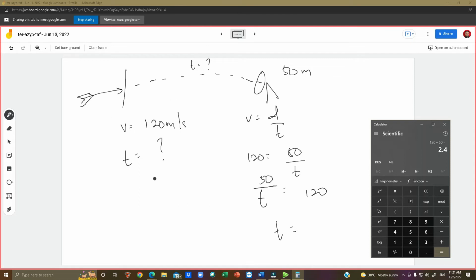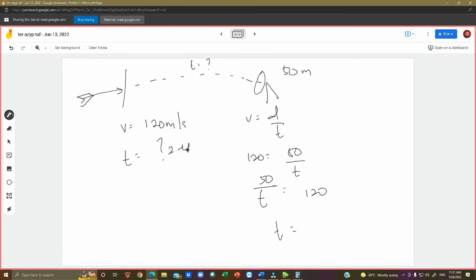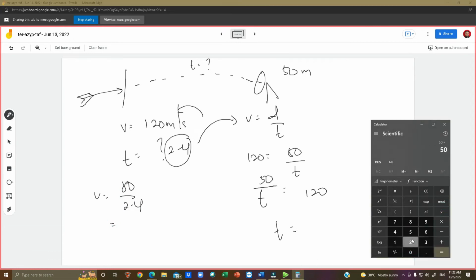Senang je kalau kamu rasa was-was sangat. You have T 2.4. Now, try to substitute back dekat sini. Dapat tak 120? V equals to, distance kita dah ada 50 bagi dengan 2.4. Agak-agak dapat tak? Bagi 2.4. Tak dapat. Takkan dapat 120. Jadi berapa T dia? Berapa tadi? 0.417. Yes. So jawapan dia ialah 0.417.